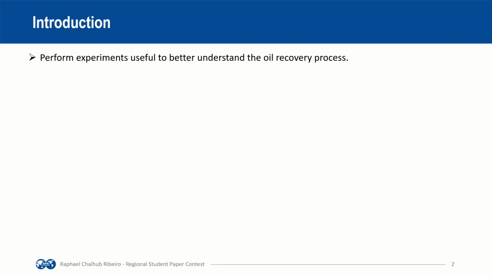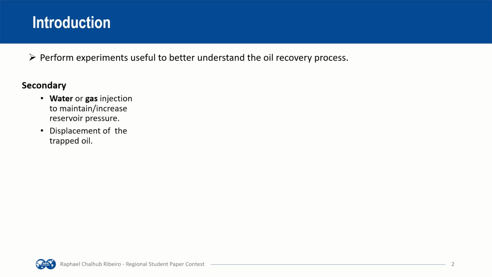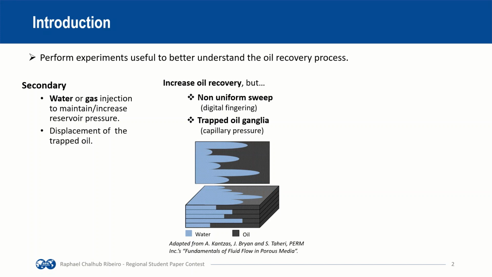The main focus of this work is to perform experiments to improve our understanding of some aspects of the oil recovery process. In this way, we have focused on secondary and tertiary methods. Briefly speaking, secondary oil recovery consists of the injection of water or gas to pressure the reservoir. Because of the viscosity difference and capillary effects, a large part of the oil still remains inside the reservoir after the secondary recovery. Thus, tertiary methods are used to mobilize the trapped oil.